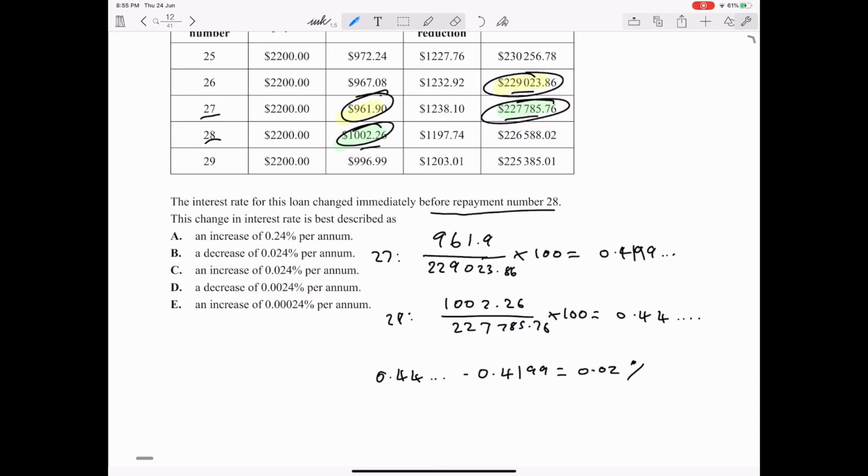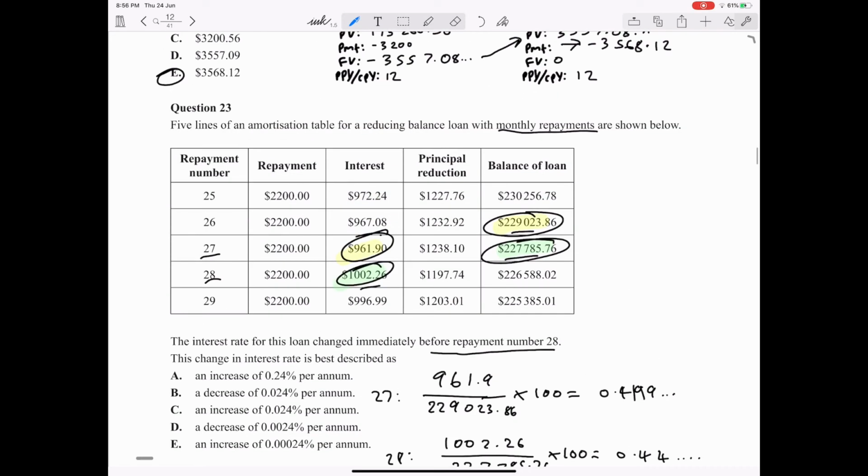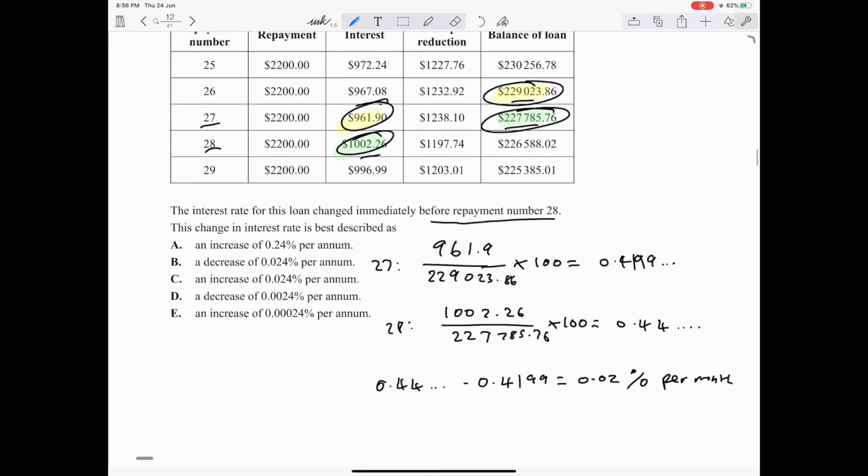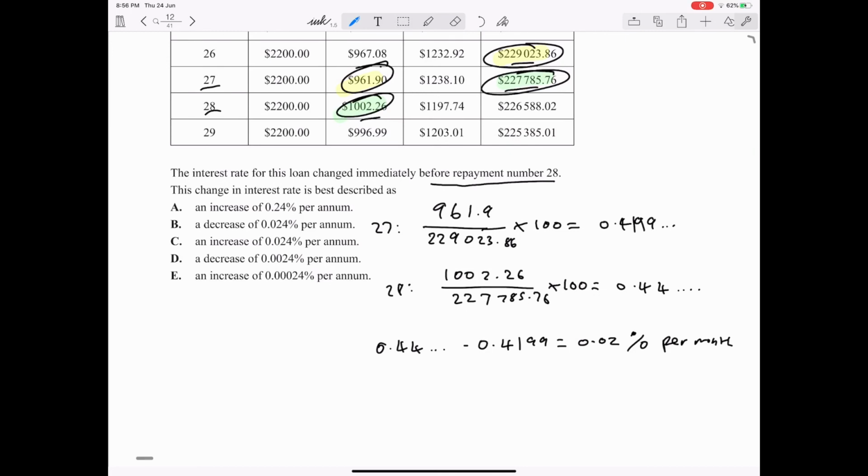But keep that in mind, that's the percentage interest per month, because in the question it says the amortization table for a reducing balance loan with monthly repayments. So between each repayment, that's basically 1 month. So the interest rate is 0.02% per month.